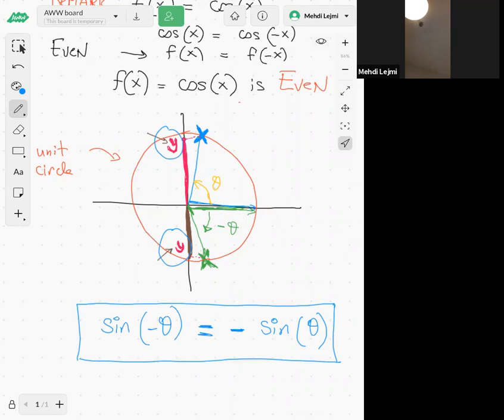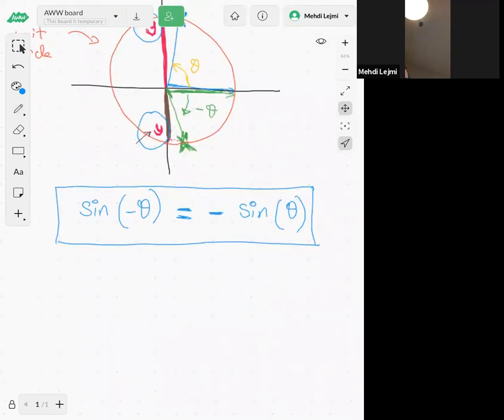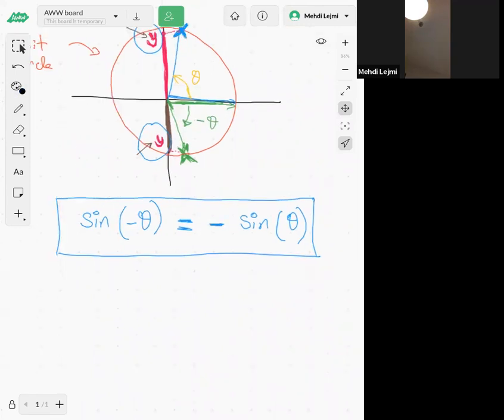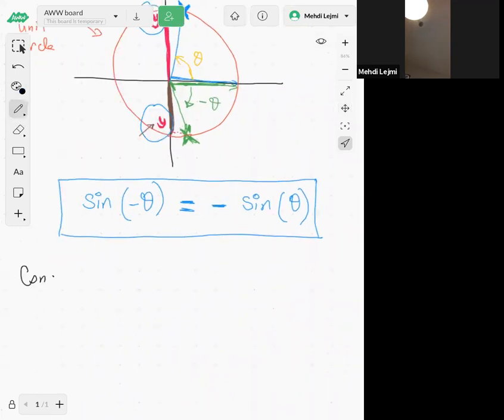And so sine is actually an odd function, right? So sine of minus x is equal to minus sine of x. The conclusion is that, and we're gonna use this later to compute the sine or cosine of some negative angle. So conclusion: sine of minus x is equal to minus sine of x. So f of x, which is the sine of x, is odd.